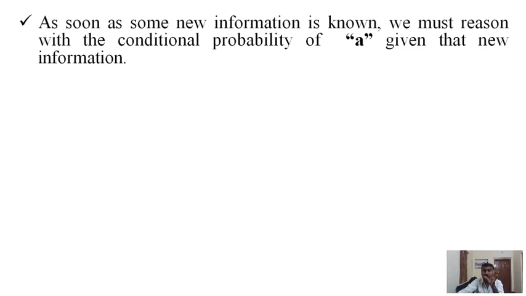If you have any new information, then P of A must be converted into the conditional probability of A given the new information. So if you have information, based on that you want to modify the A value, and it is converted from unconditional to conditional.